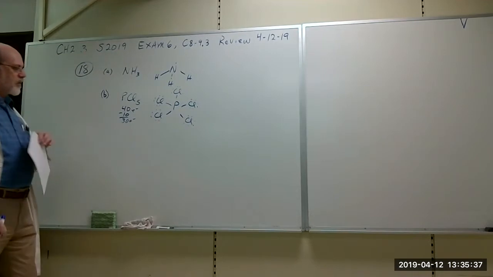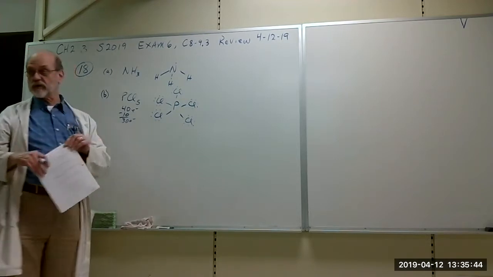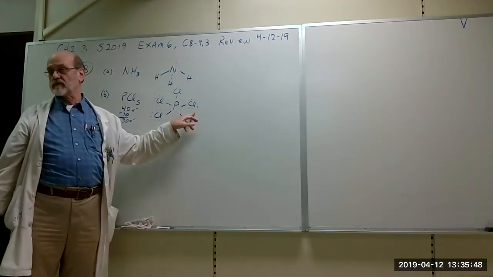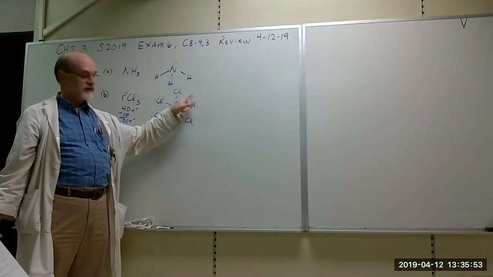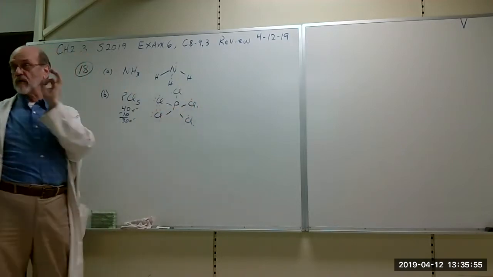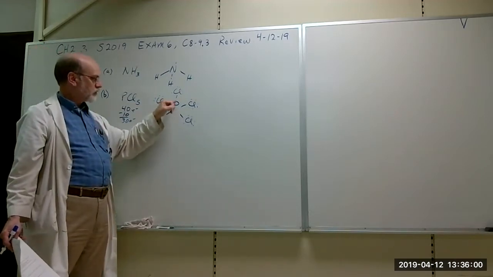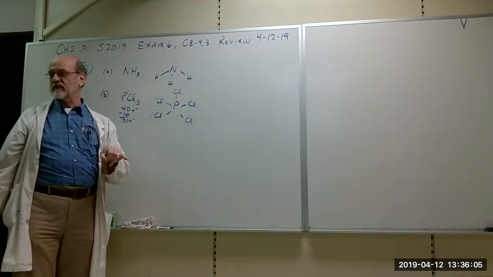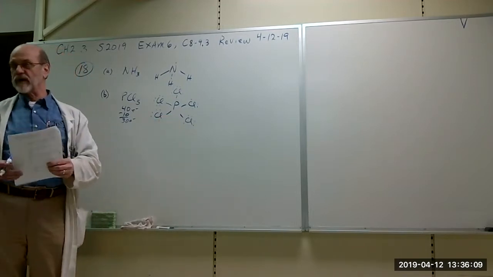Is there any reason to draw any different structures than that? Probably not, because what's the formal charge on chlorines? Well, they got 7 valence electrons, and in this structure they have 1, 2, 3, 4, 5, 6, 7. So each chlorine has a 0 formal charge. How about phosphorus? It's got 1, 2, 3, 4, 5, and it has 5 valence electrons when it's not bonded. So it has a formal charge of 0. That's the best one. We can't draw any better.